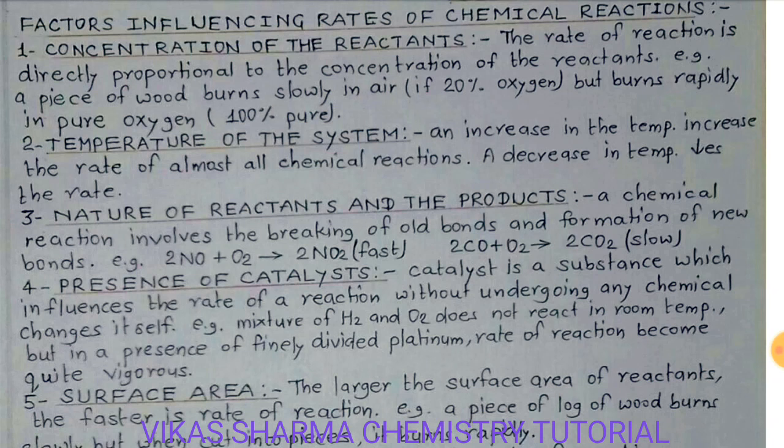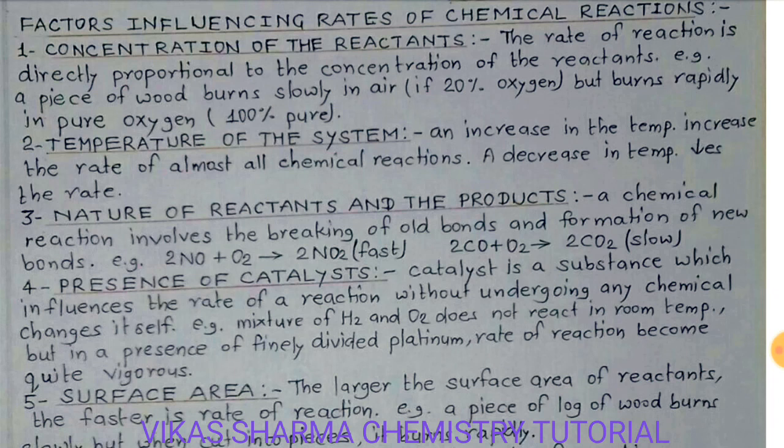The second factor is temperature of the system. An increase in the temperature increases the rate of almost all chemical reactions. A decrease in temperature decreases the rate. Means temperature is favorable for chemical reaction, mostly in the case of endothermic reactions.